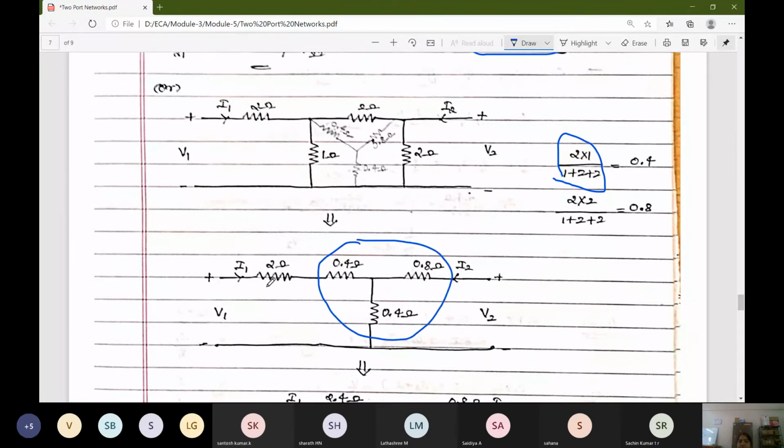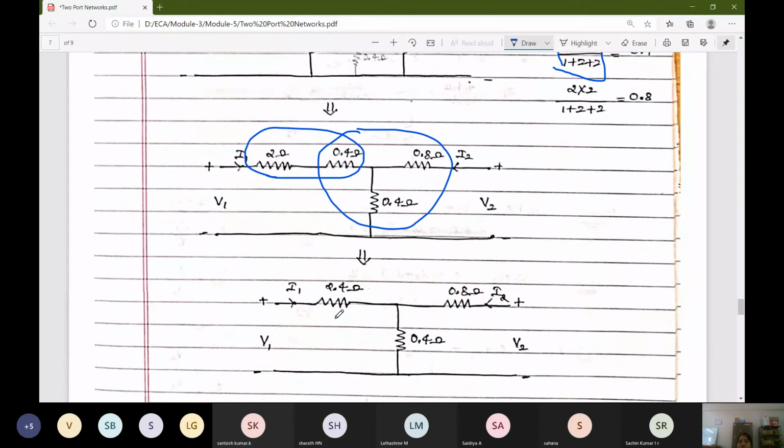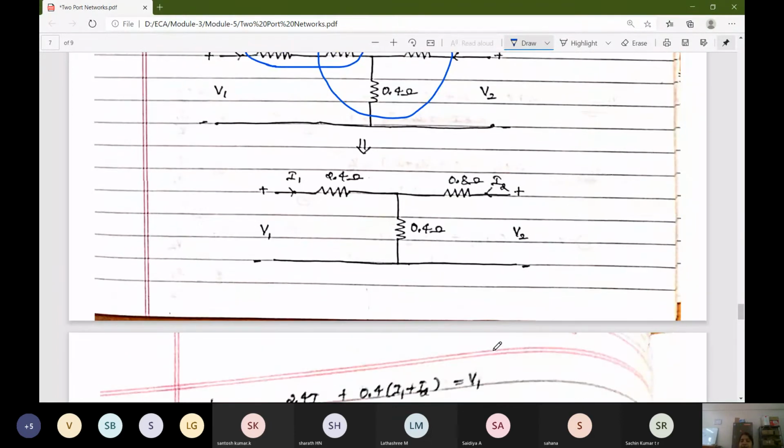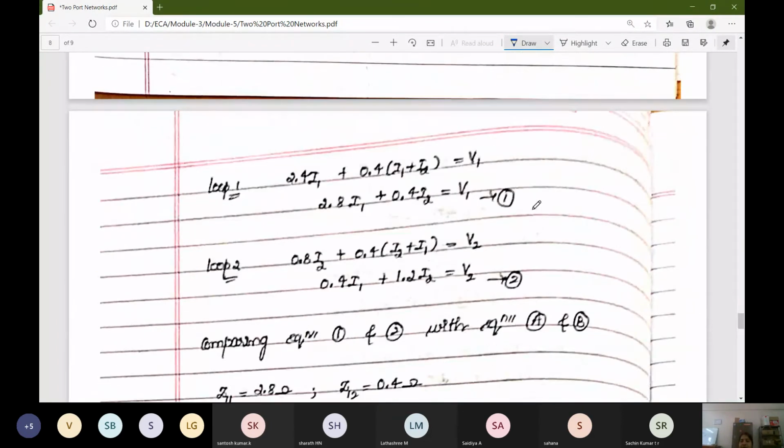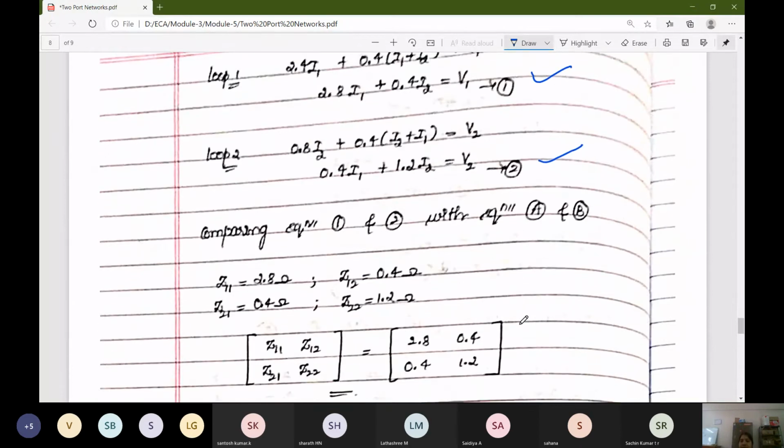These two resistors, 2 and 0.4, are in series, which is nothing but 2.4. So the network will be reduced like this: 2.4, 0.8 and 0.4. It is just like the first problem. Write the loop 1 and loop 2 equations, compare with the standard equation, and you will get the same answer. So the loop 1 and loop 2 mesh equations are written. Comparing, we will get Z11, Z12, Z21.